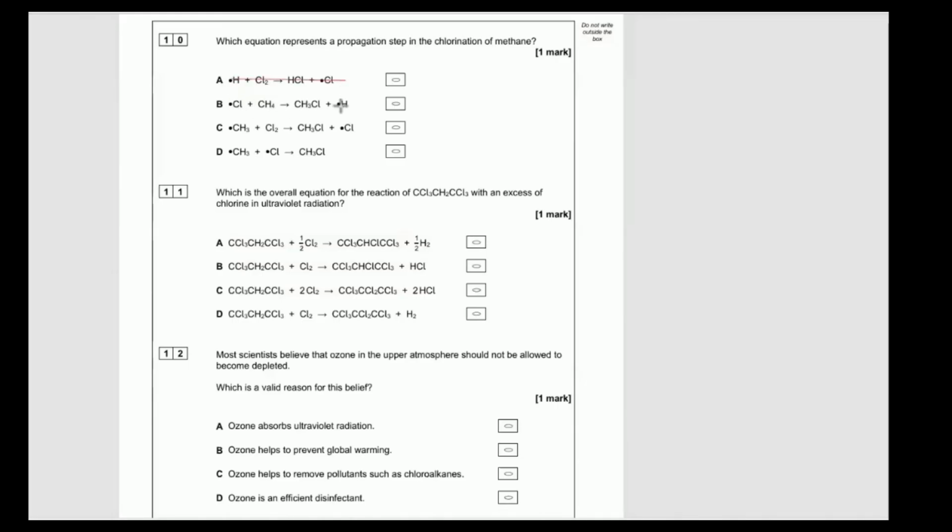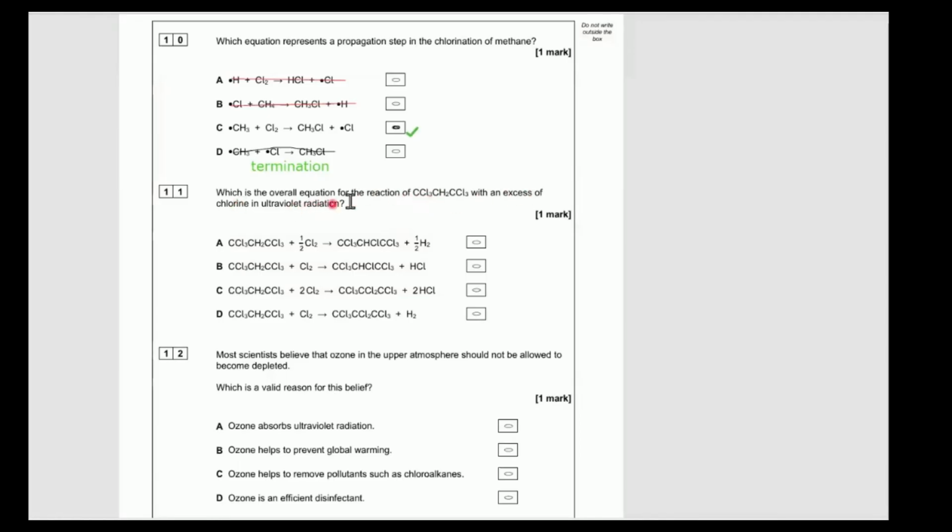We don't like that. Here we've got a chlorine free radical attacking a methane. And again, it's forming a hydrogen free radical. That doesn't happen. So you're really looking at the answer C here. You've got a methyl free radical attacking a chlorine, and it reforms another free radical, so it's propagation. This final step, D, is a termination, so that's not the correct answer.